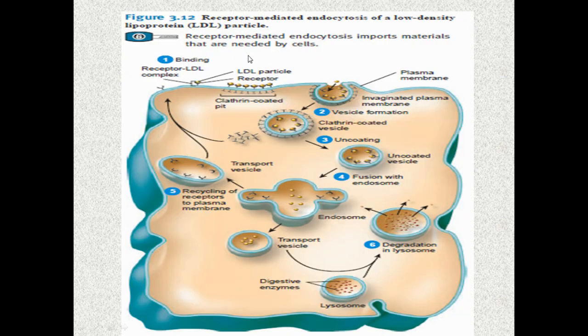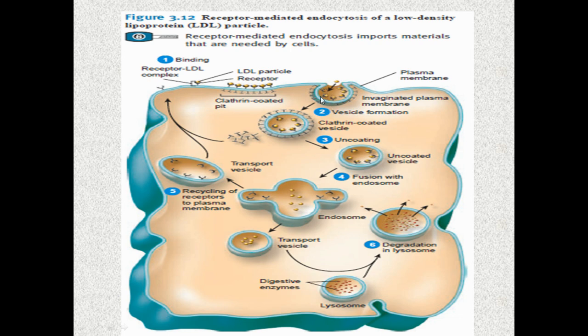So here you can see how the thing happens. Binding of the receptor LDL complex. See, LDL particle receptor. Now it is bound. So it forms a clathrin coated pit. A pit is formed, a pit means a depression. Now this undergoes an invagination. Now the plasma membrane forms an invagination, a pit-like hollow going inward.